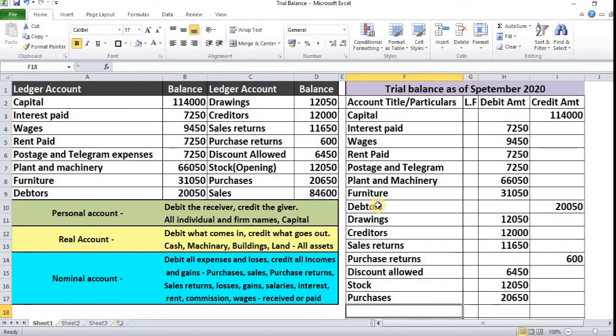Our last account is sales. Sales is considered as income. All incomes come under nominal account. So as per nominal account, income should be credited. Now we will mention sales in the particulars column and 84,600 in the credit amount column.